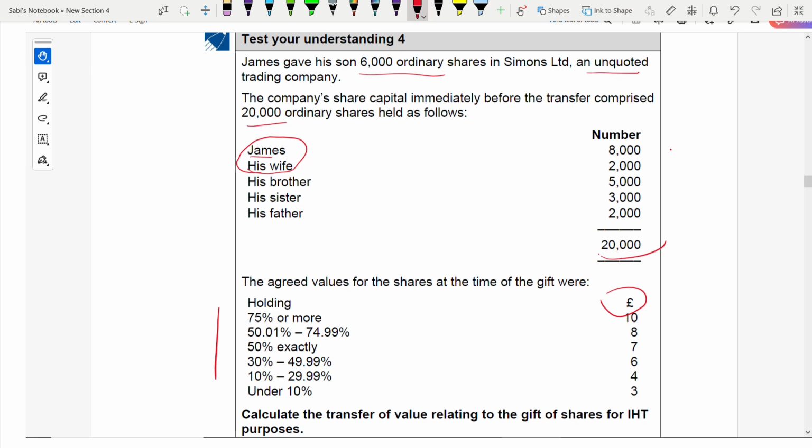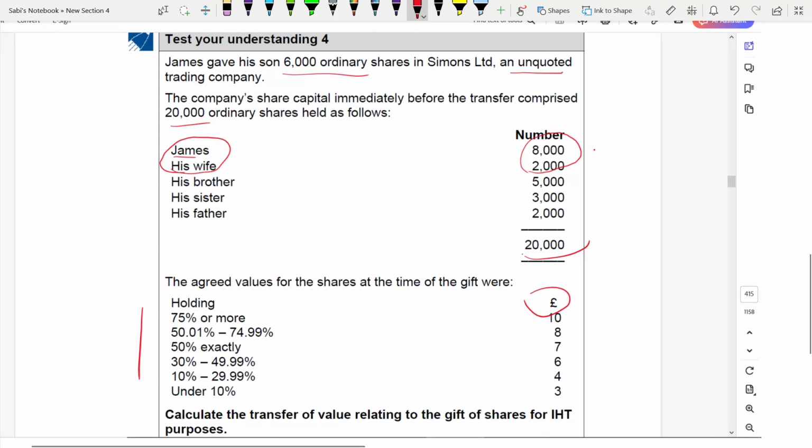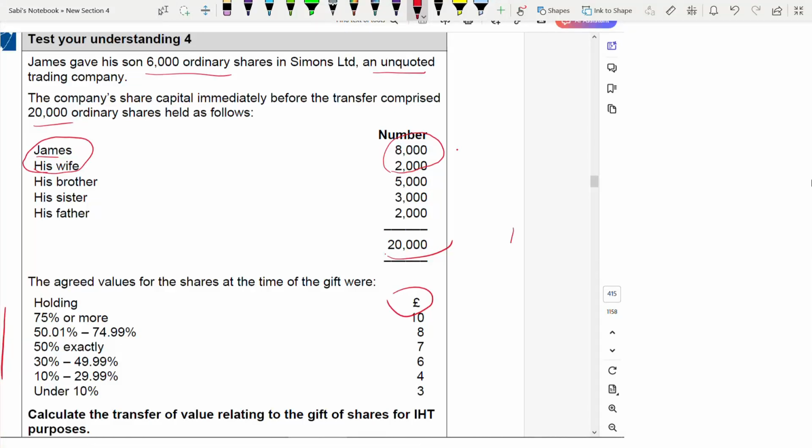Okay, Jim and his wife have 8,000 and 2,000. That means total 10,000. So out of 20,000 total, together they are having 10,000, which is 50%. Holding is 50%.